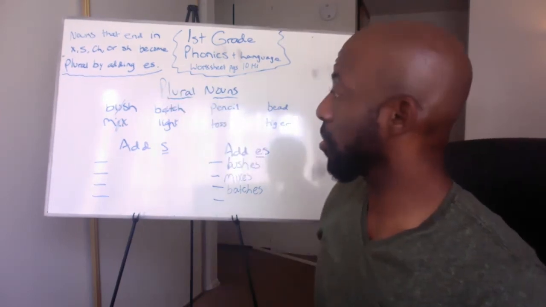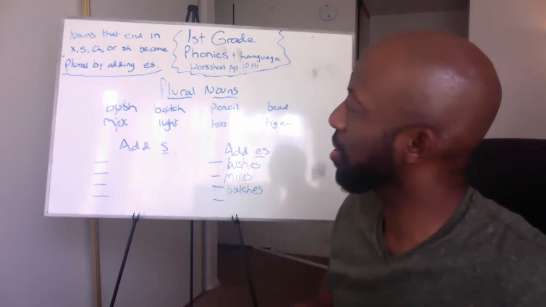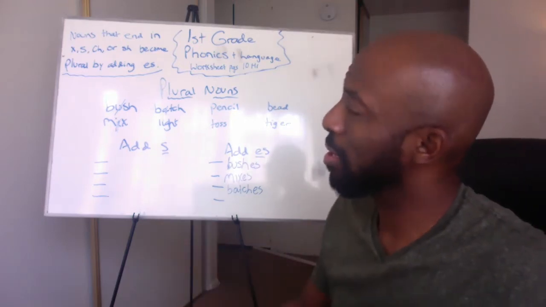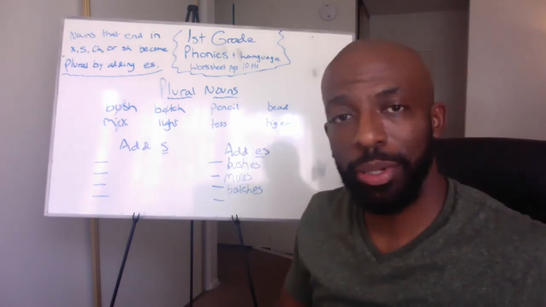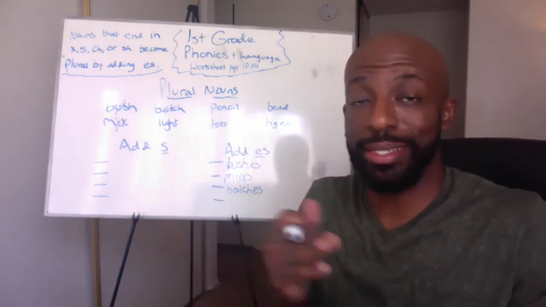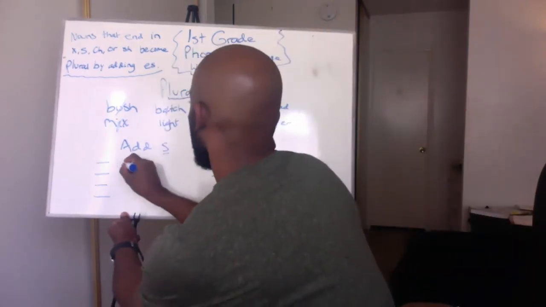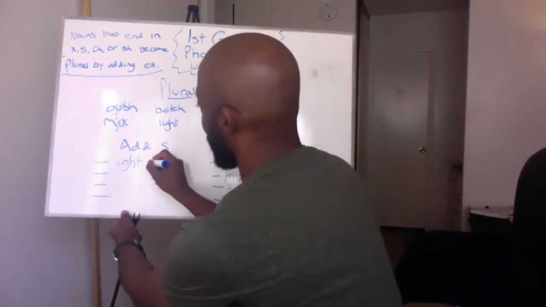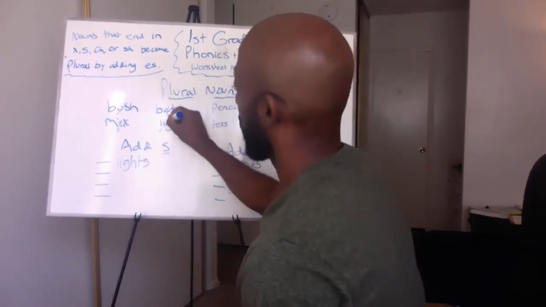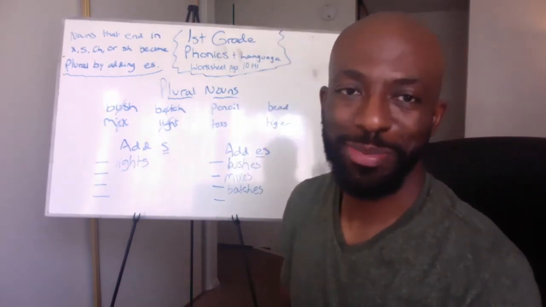So now we have the word light. Wait a minute. Light ends with T, ends with HT. Do we have that up there? No. So how do we make light plural? We just add an S. It's simple for that one. So all we have to do is write it over here. So we're going to write light. And then what do we do to it? We just add the S. So it's going to be lights. I love looking at the Christmas lights around Christmas season, right?